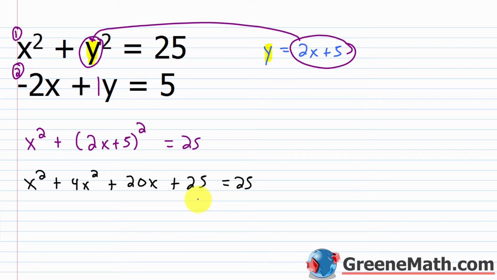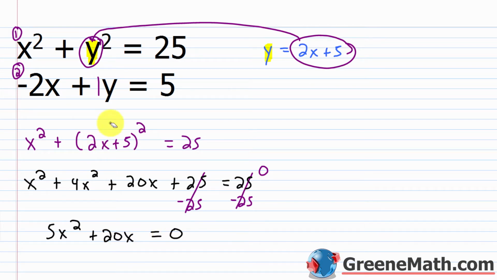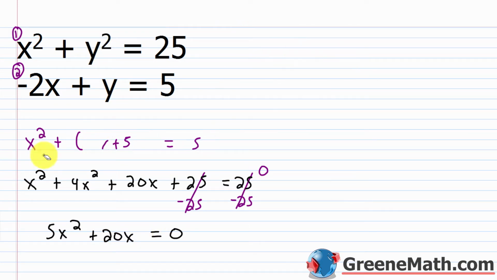So the first thing we can do is subtract 25 away from each side of the equation. So that'll go away and that'll go away. I'll have a 0 over here. And what I'll have is x squared plus 4x squared, which is 5x squared, then plus 20x, and this equals 0. So let me erase everything to this point. Don't need any of this.